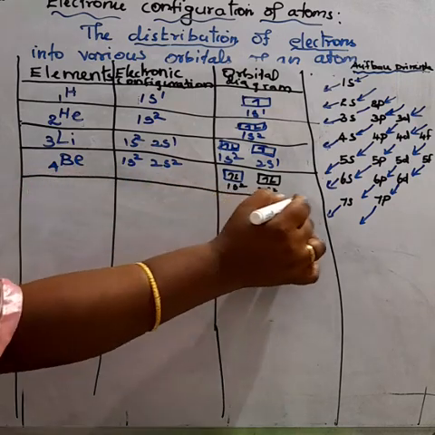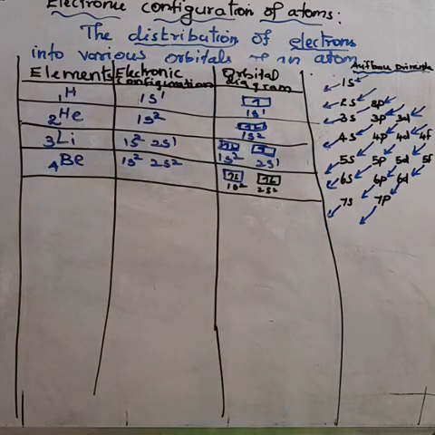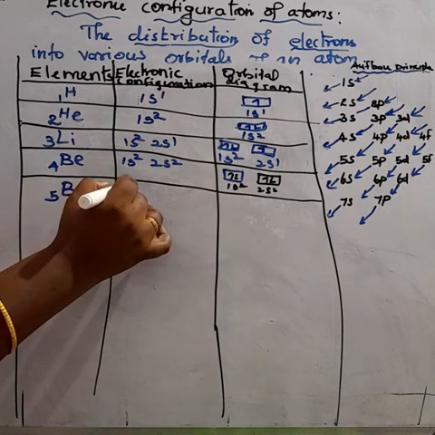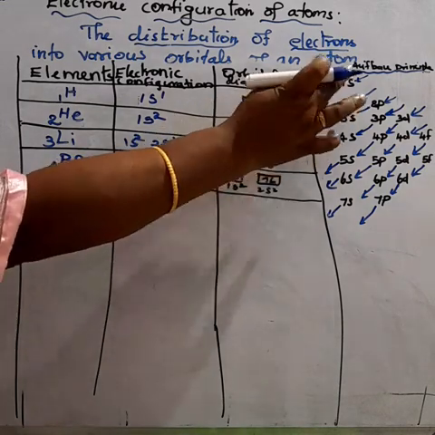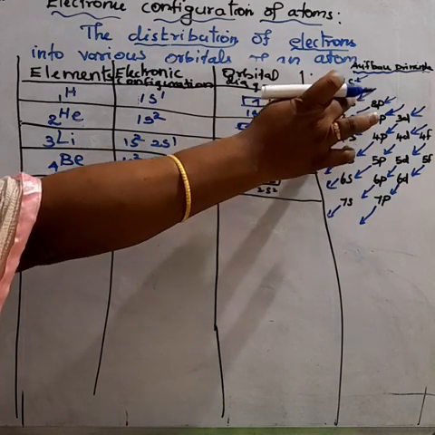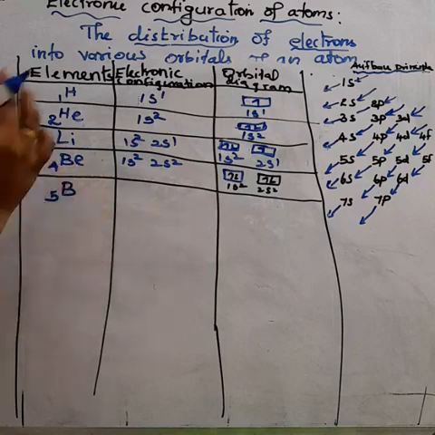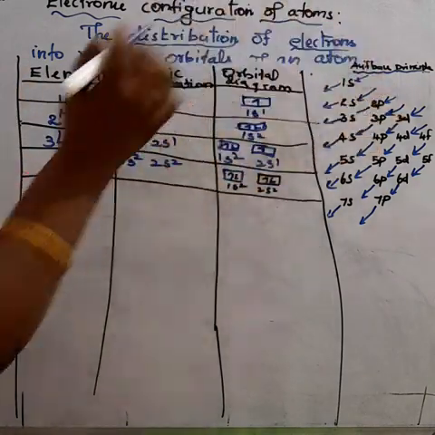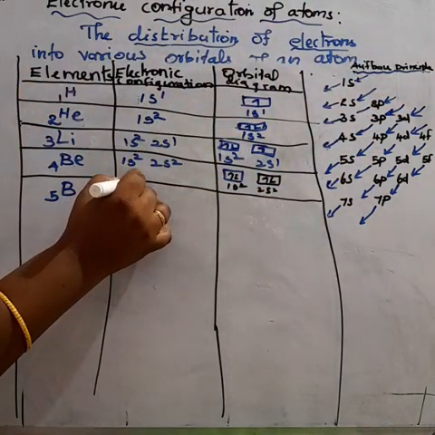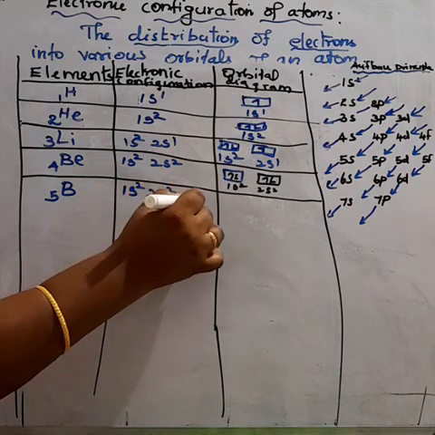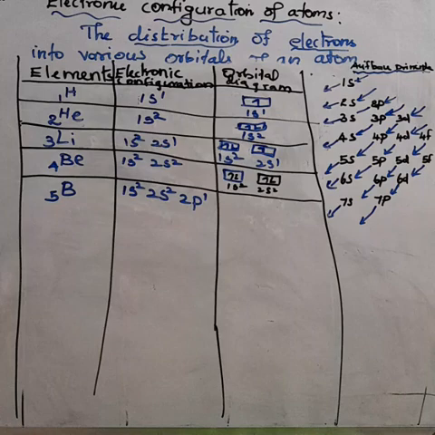After that, boron. What is the atomic number of boron? 5. So how will you write the electronic configuration according to the Aufbau principle? First the 1s orbital, second the 2s orbital. So totally 5 electrons there. After that, we write the 2p orbital. So 1s2, 2s2, and the remaining 1 electron we can occupy in the p orbital.